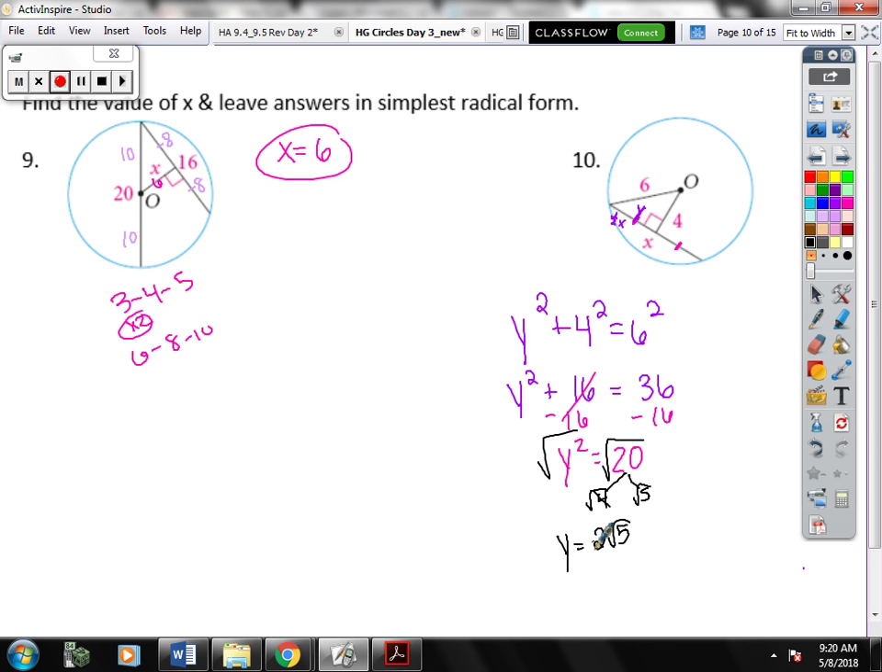So that's y. So then all we have to do at the end of that problem is double it to get what x is. We do not double the 5, just the 2, because it's really 2 root 5 plus 2 root 5, which will get me 4 root 5. But if you want to multiply, you're only multiplying that outside number. You will get x equals 4 root 5.